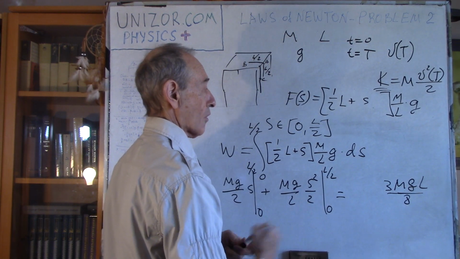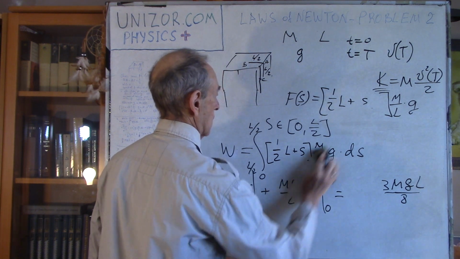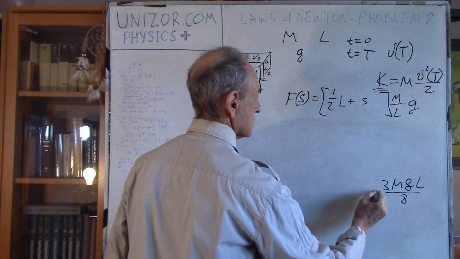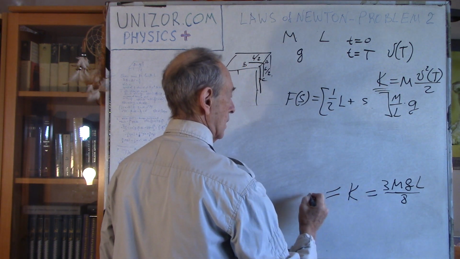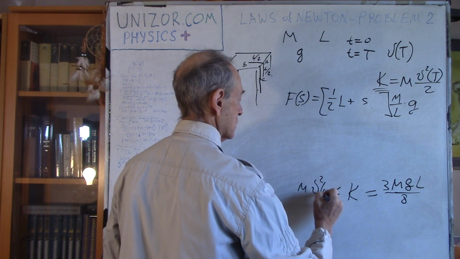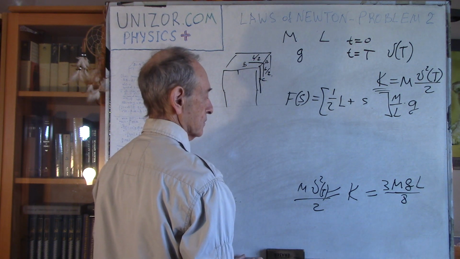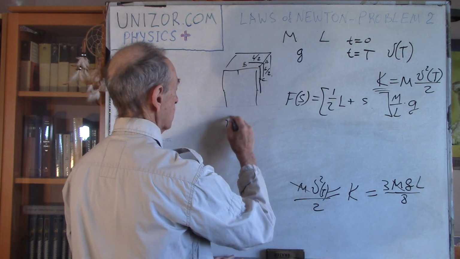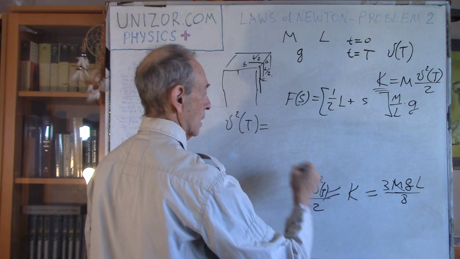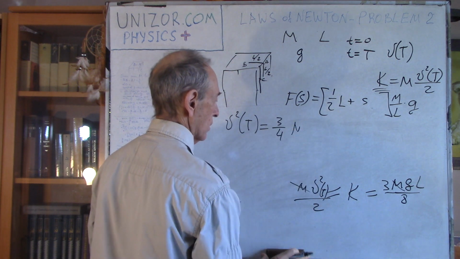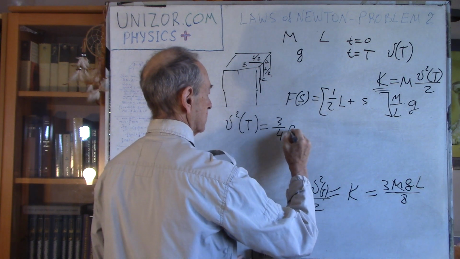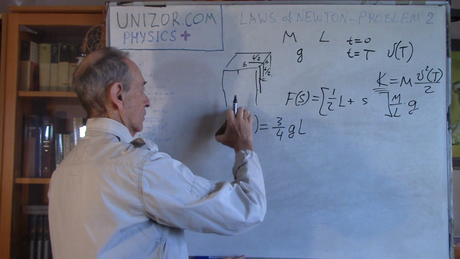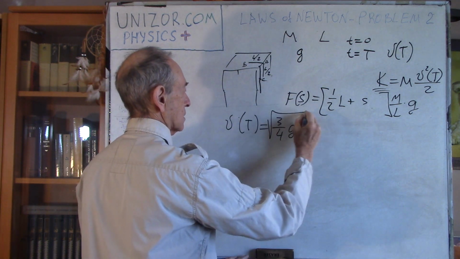and if this is the work, then this is equal to kinetic energy, m v square of t divided by 2. So m cancels out as before, it does not depend on m. So v square of t is equal to 3/4 of m, oops, no m, gl. So that's the answer. Very simple. So v is equal to square root of this, obviously.